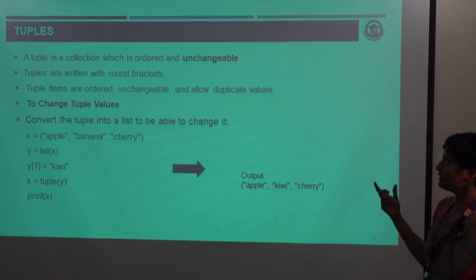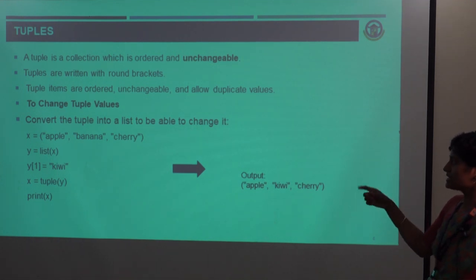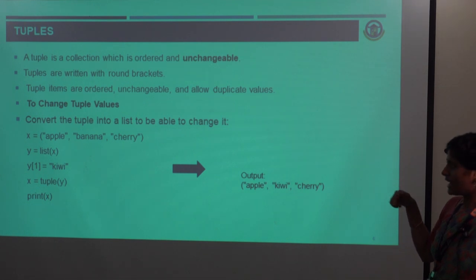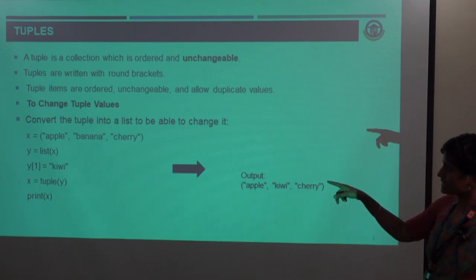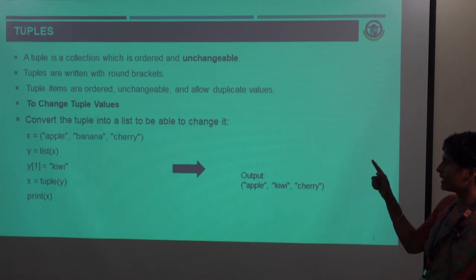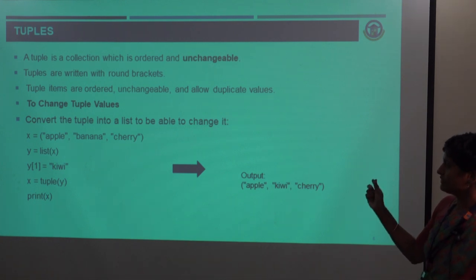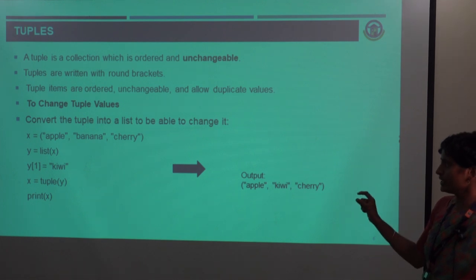So instead of that, we are going to change the tuple into a list, then add an item into the list, and then convert the list back into a tuple. So let's see this example. x is apple, banana, and then cherry. This is the tuple. Now we are going to convert this tuple into a list using list and save that value into the variable y. So y equals list of x. Now the tuple is converted into a list.